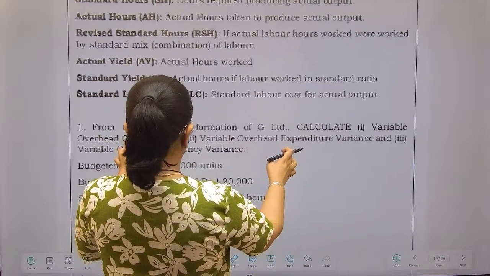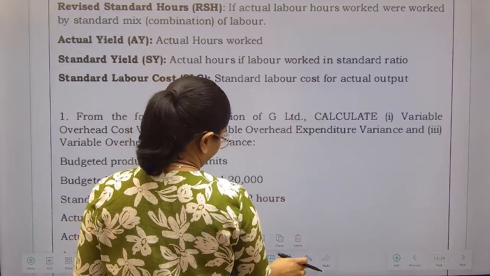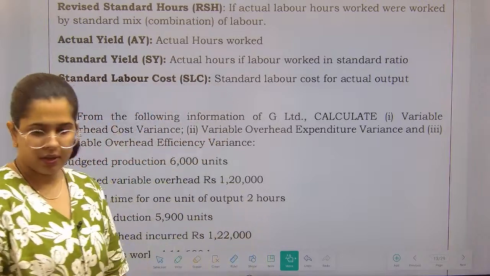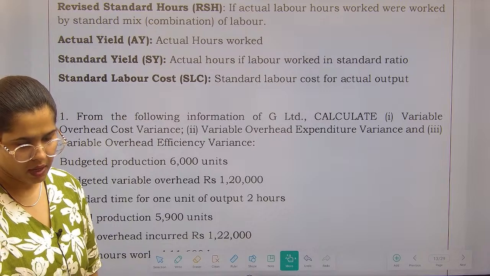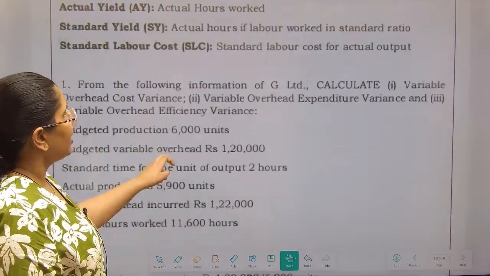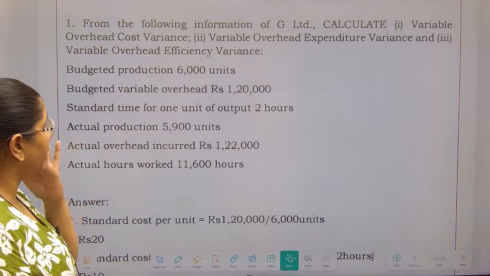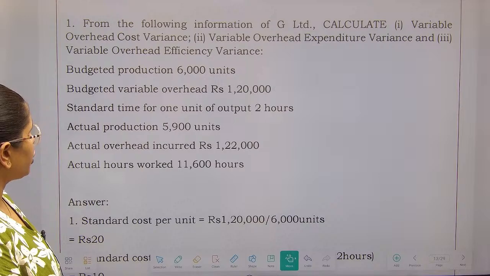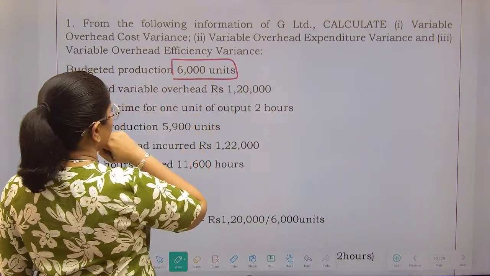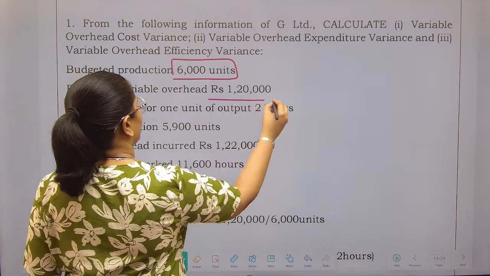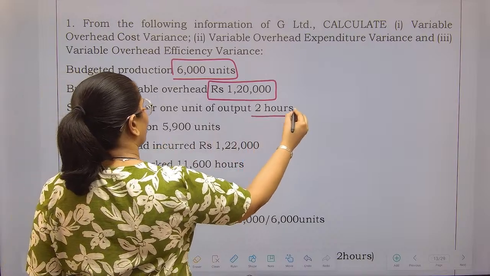Now this is something which has been given to you. Let us do this particular question for the variable overhead. Now let us do this particular question. You have to compute the variable overheads. Okay, budgeted production has been given to you 6,000. Budgeted variable overhead has been given to you 1,20,000. Standard time for 1 unit of output is 2 hours.